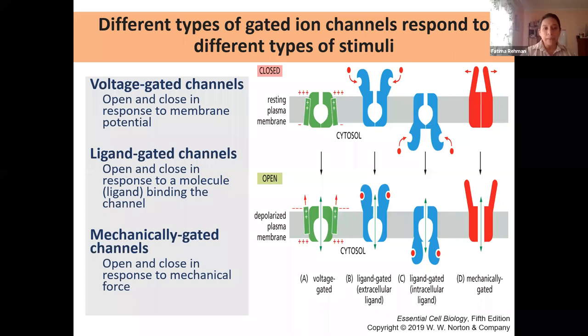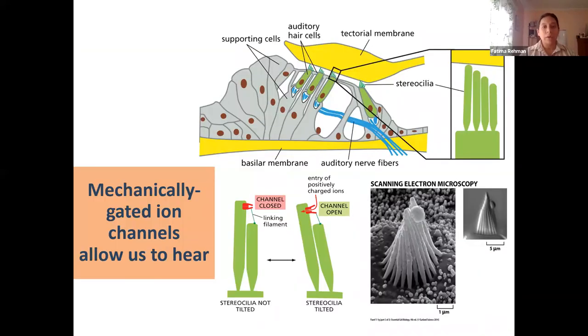We use mechanically gated ion channels in our ear canal in order for us to hear. Our auditory cells have these channels on their apical end that will open when sound waves are hitting them. As they move in response, that's what allows us to hear. We can see that in this 3D image of the scanning electron micrograph. You can see these hair-like cilia that will move when the sound waves are hitting them.